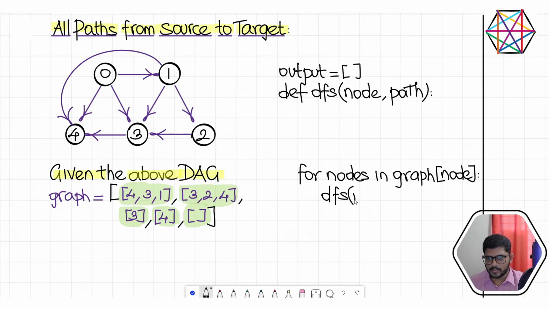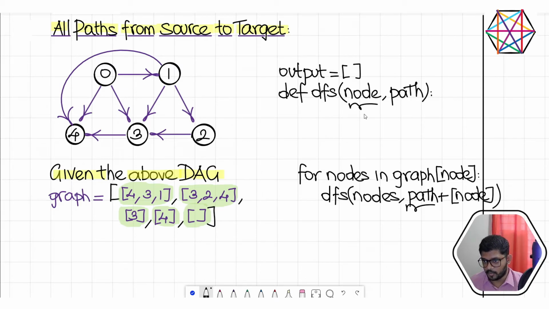DFS of nodes, comma, path plus node. Whatever is our path till this particular node, to that particular path, we are adding one more node, which is the node under consideration. So we are going to recursively call the DFS function on these new nodes, and we are updating our path by adding the node under consideration. And this, as you can clearly see, is recursive in nature.